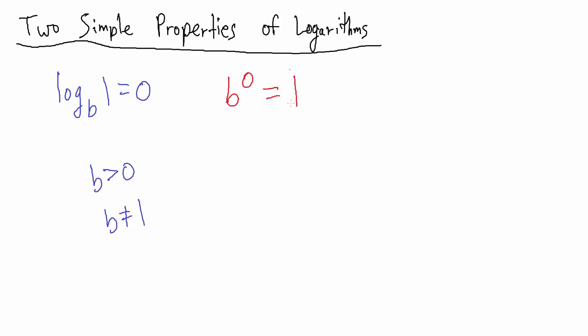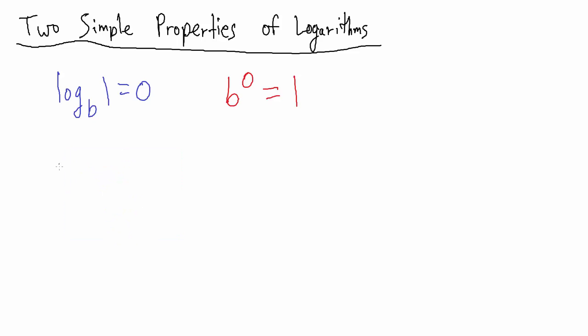Okay, they're the same thing. So the base b log of 1 is 0, because b to the 0 power is 1. Okay, so that's that property. Now let's go ahead and get rid of that.